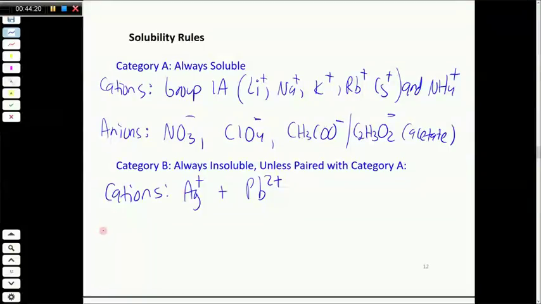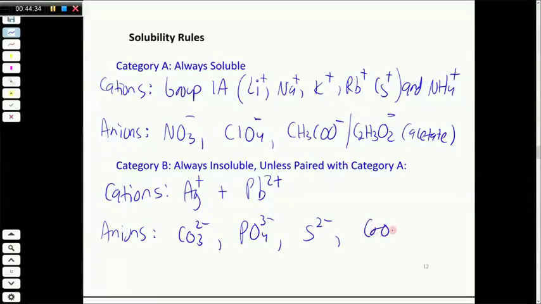The anions that fall into this category would be carbonate, CO3 2-, phosphate, PO4 3-, sulfide, S2-, and chromate, CrO4 2-. Sorry, 2-. Okay? So those four anions, unless they're paired with lithium, sodium, potassium, rubidium, cesium, or ammonium, one of those special cations that I gave you in the first category, all those anions will be insoluble ionic compounds in whatever compound they're in. So unless it's one of those group 1A or ammonium.